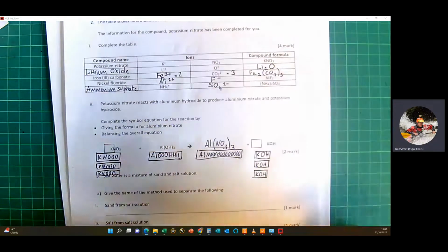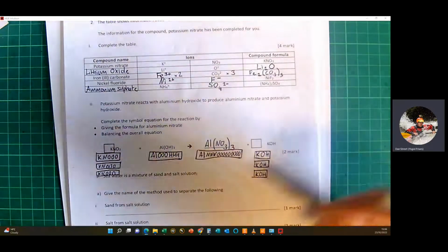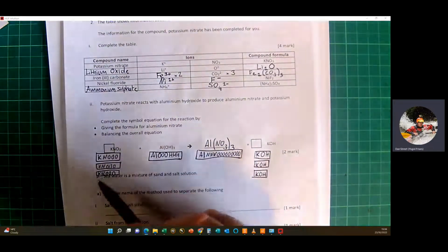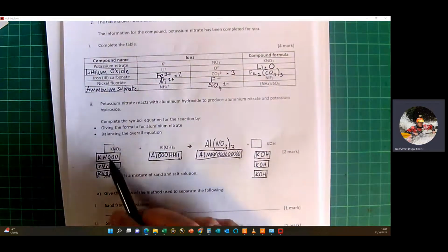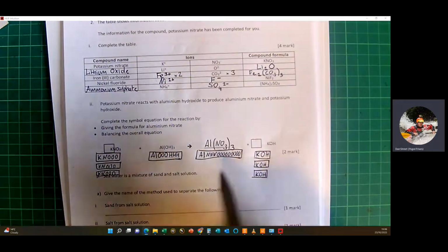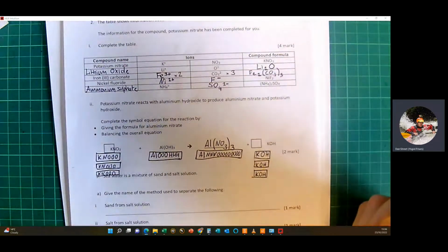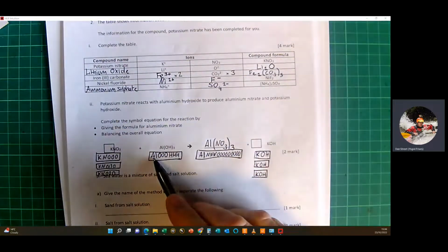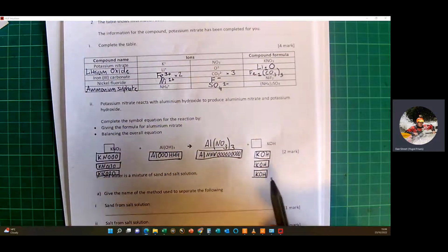our equation. We've got 3 potassiums here, 3 potassiums here, we've got 3 nitrogens here, and then we've got the 3 nitrogens here. We've got 9, 10, 11, 12 oxygens here. We've got the 9 there, plus the 3 here, which is 12 oxygens there. And then with the aluminiums, we've got 1 and 1. Okay, so overall, this does balance the equation.